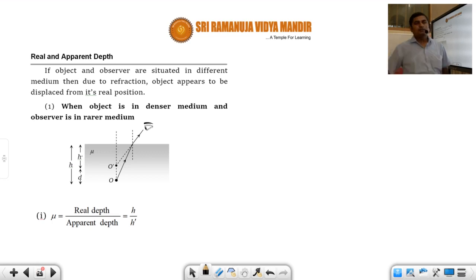Before that, there are many practical examples in your life. Suppose in a water tank or swimming pool, some object falls into the water, and if you observe from the top, you will see that object nearer to you, as if it is very close to you. Correct or not, students?